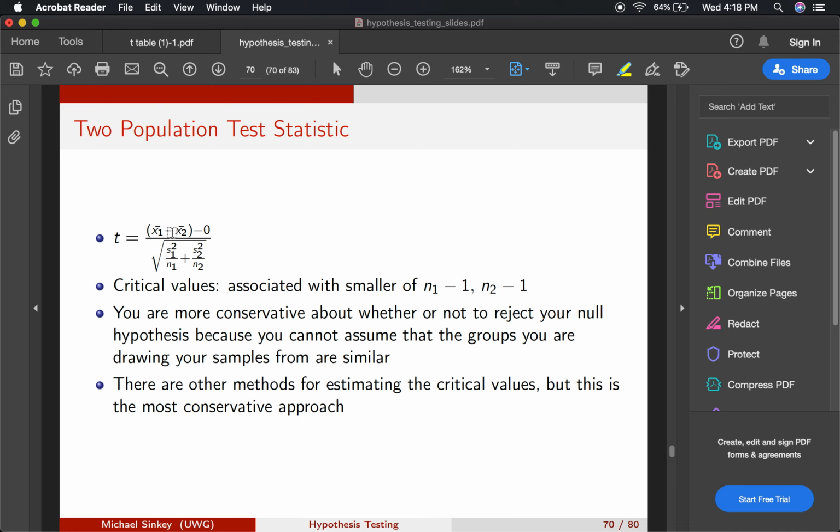Same as the pooled, same as the matched pairs, sample difference in the top, a little bit easier than the pooled. So you can see here that I have split the standard deviations. I've split them up, so I'm not trying to fuse together different samples. Now, the downside is that the critical values are more conservative. So you pick the smaller sample size minus 1. You could use other methods in other books, but this is the most conservative approach. Okay, so let's take a look at one of these.